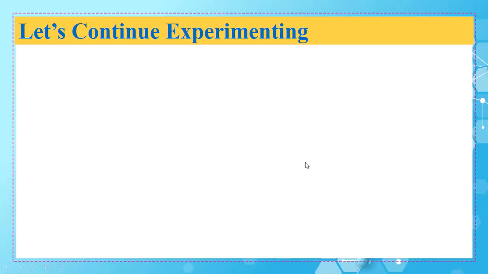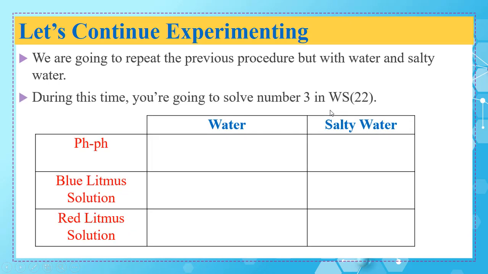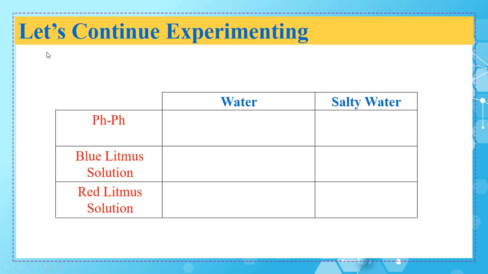Let's continue experimenting. We are going to repeat the previous procedure but with water and salty water this time. During this time, we are going to solve number 3 in worksheet 22. In this part, we placed each of water and salty water in a test tube, and we are going to see the effect of the three indicators used on them. Don't forget to record your observations. The results obtained are as follows.